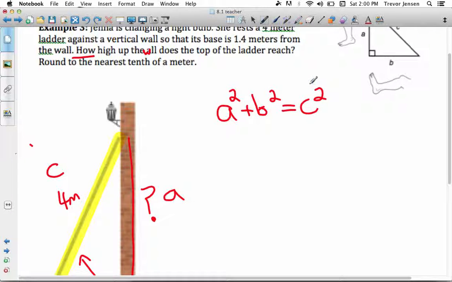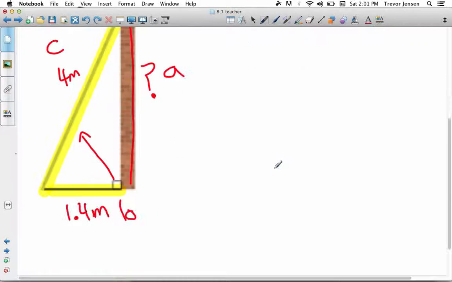Now, we could rearrange it now. We know we're going to have to solve for a, so I could rearrange it now by moving the b squared to the other side. And I'd have a squared equals c squared minus b squared. That'll make it a bit easier. Or I could plug everything in first and then rearrange after. And I'll do that to show you what that looks like.